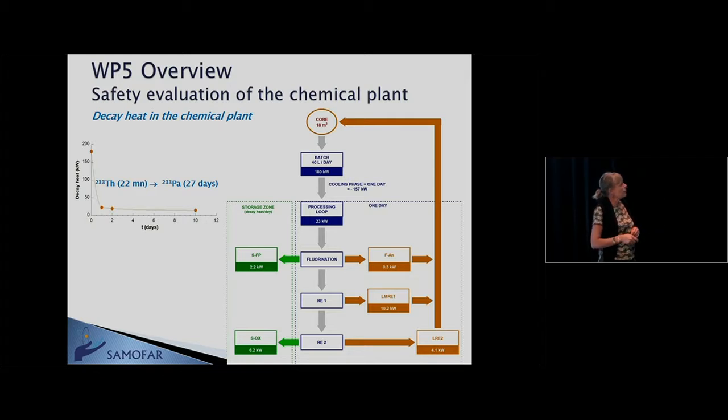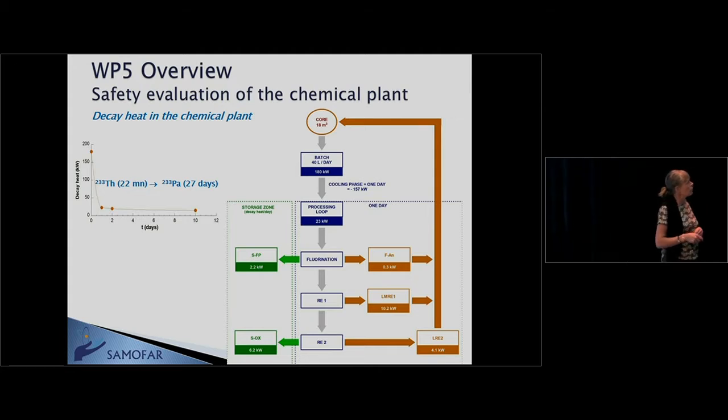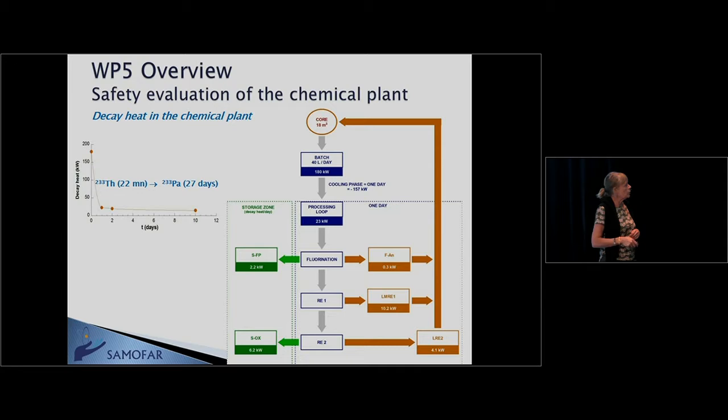By fluorination, we have separated fission products and some actinides. Actinides are put back in the core. In the storage zone, we have 2.2 kilowatts per day. After the first reductive extraction, we remove minor actinides, which are put back in the core, and we have here 10.2 kilowatts. After the second reductive extraction, we put in the storage zone of oxides, mainly lanthanide oxides, 6.2 kilowatts per day, and we put back in the core about 4 kilowatts.